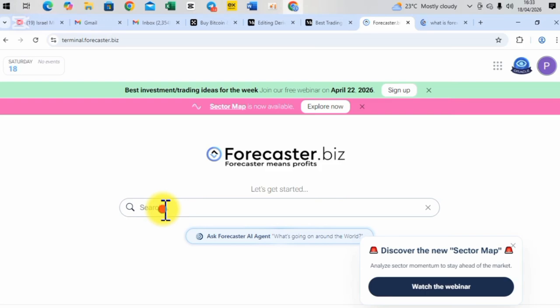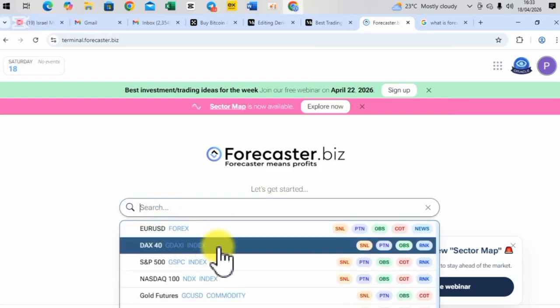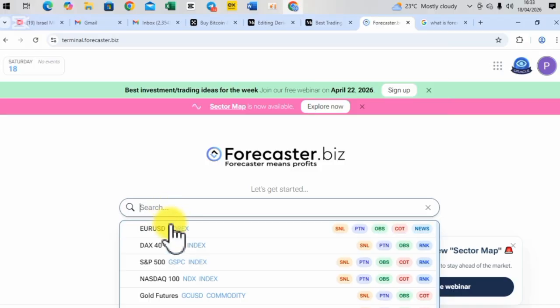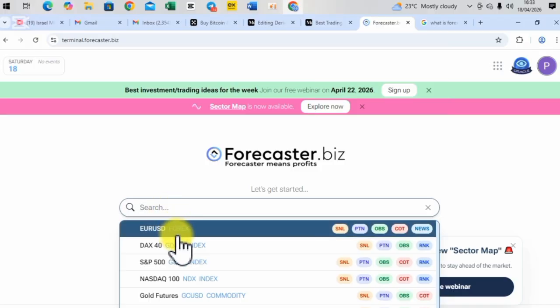If you click here, you can see these are the assets or instruments other traders have been asking about. You can type EUR/USD, you can ask any question, and it will take you to another page where you are going to get more information about that asset, including the fundamental view, the technical analysis and the sentiment analysis. Everything will be within here.